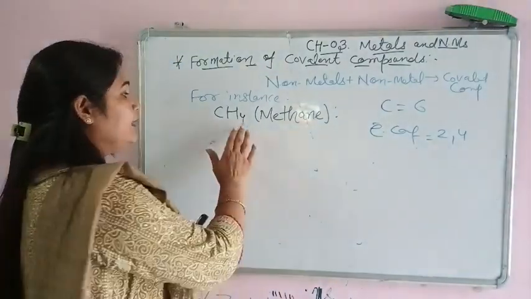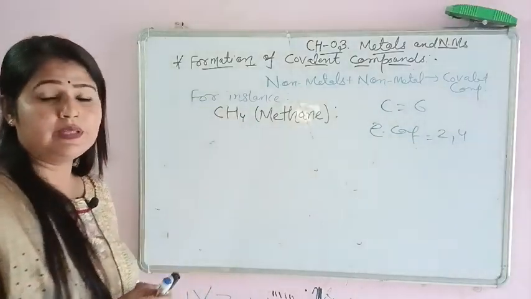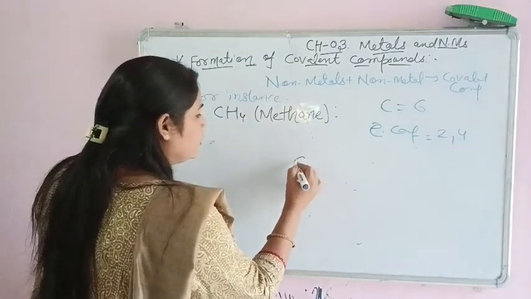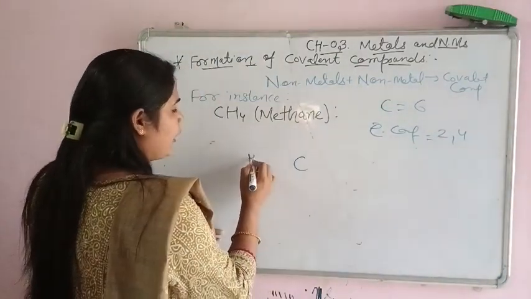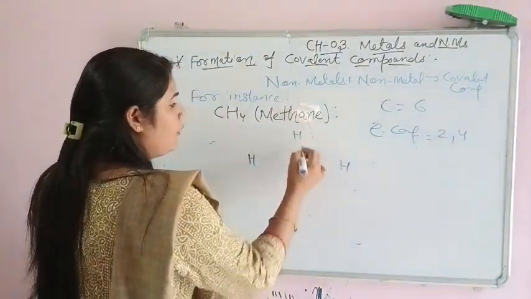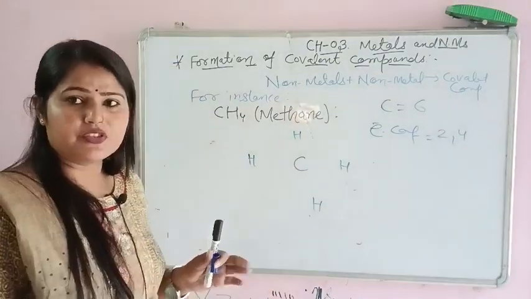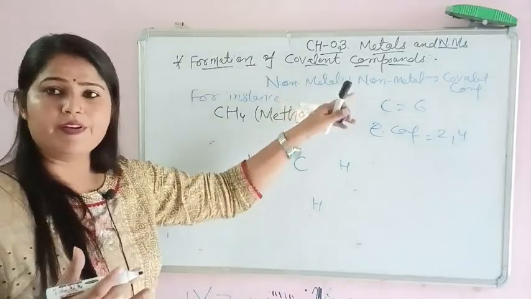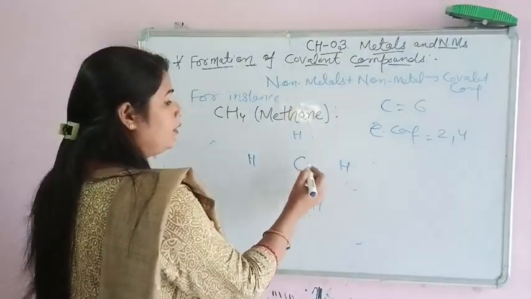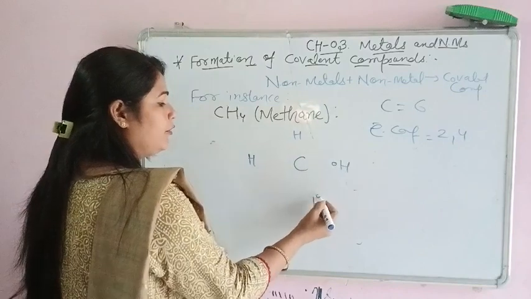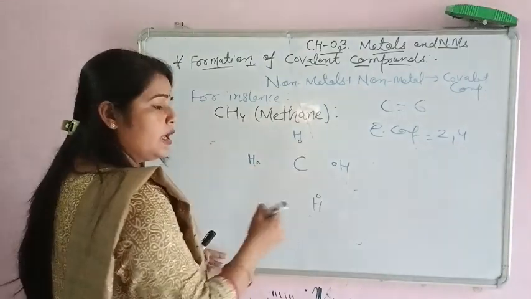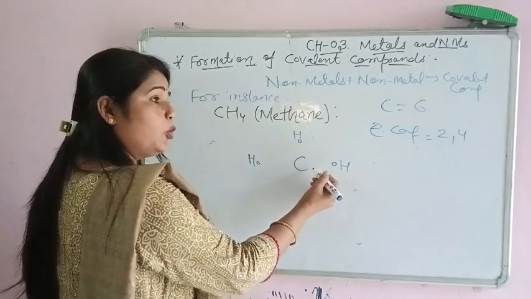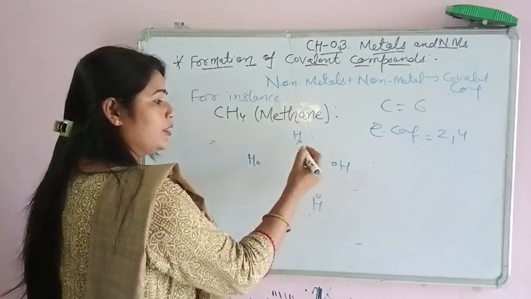So write the center atom. In CH4, carbon is the center atom. So carbon and 4 hydrogen. Always make a symmetrical structure. Try to make a symmetrical structure while you are forming the covalent compound. We know that this hydrogen contains 1 electron, and this hydrogen shares 1 electron from this carbon atom. So put 1 electron in front of this hydrogen atom.